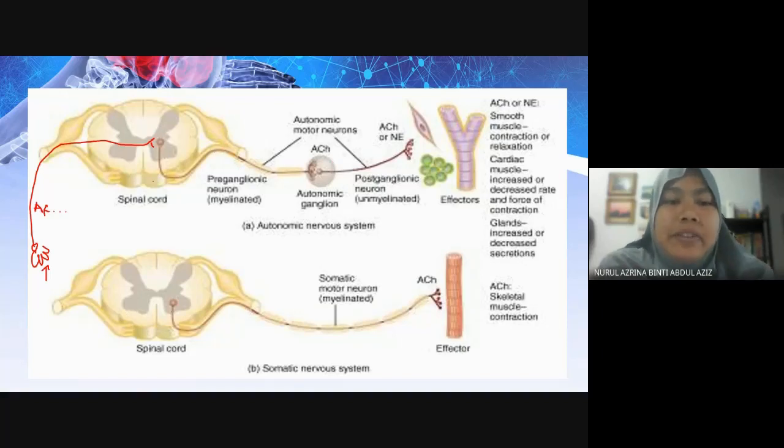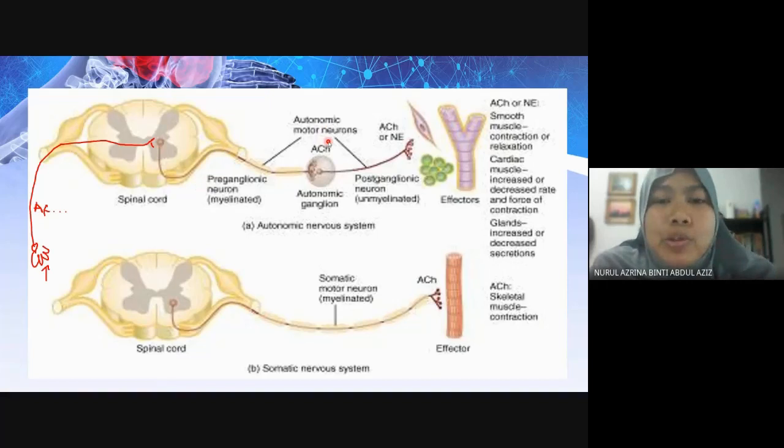So the difference is that the efferent pathway is divided into two just now, somatic and autonomic. So how do we differentiate which one is somatic and which one is autonomic? First, by looking at the number of neurons at the efferent pathway. For somatic, the number of neurons at the efferent pathway is only one, and it synapses to the skeletal muscle.